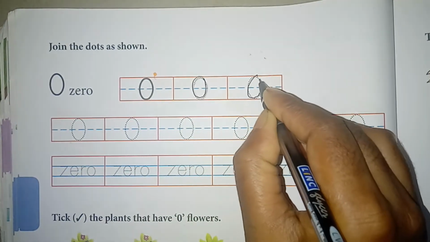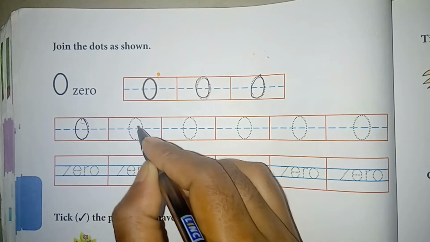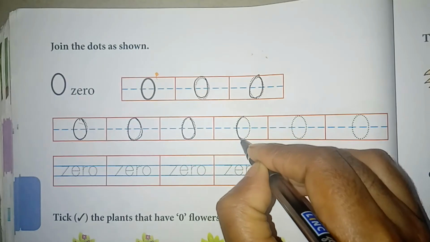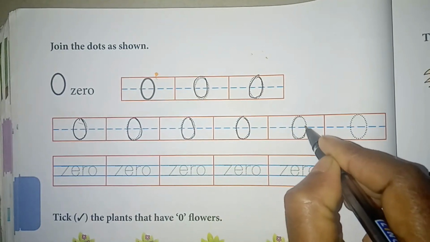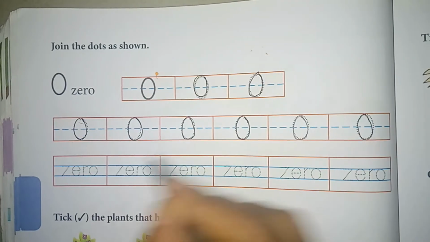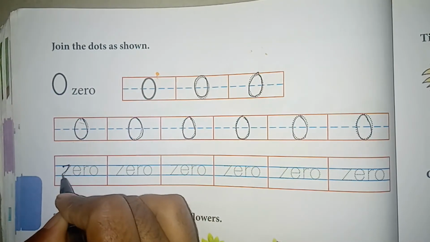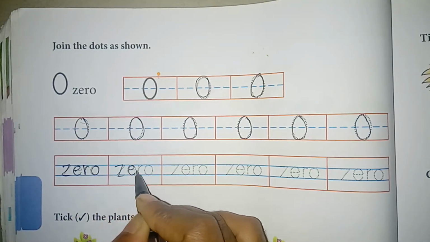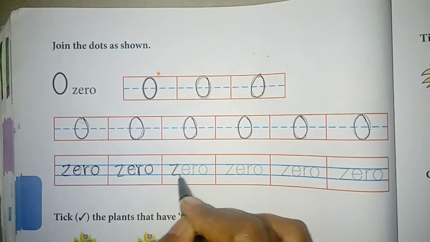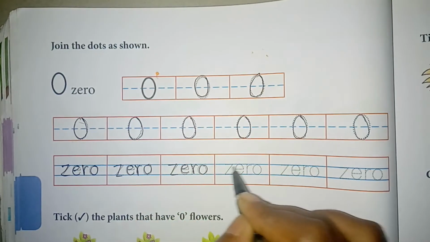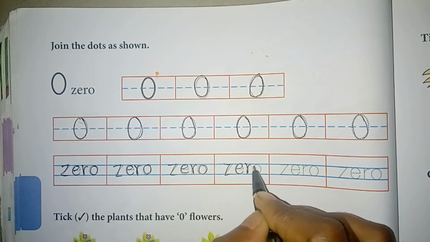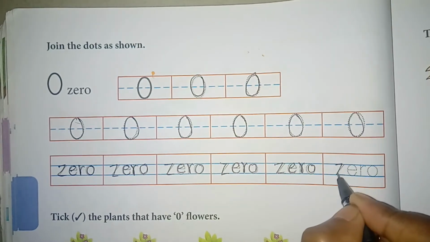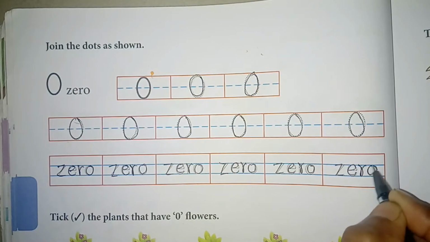0, 0, 0, 0, 0, 0, 0, and its spelling, the name, is given. Z-E-R-O, Z-E-R-O, Z-E-R-O. Yes.